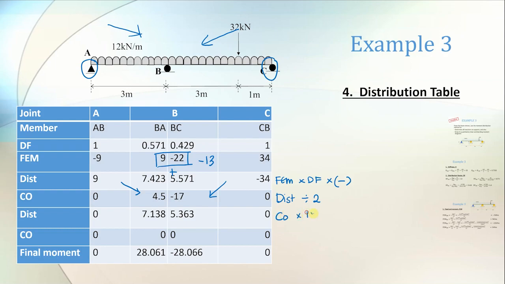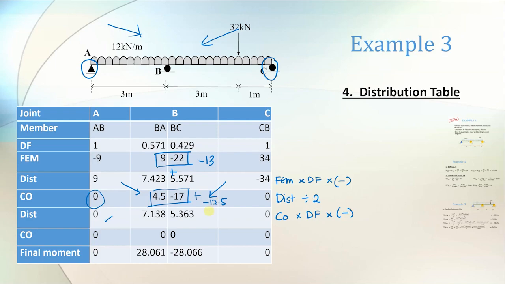CO times DF and times negative. For CO on top here, okay, zero times 1 stays zero, zero times negative is also zero. Okay, and then this one, don't forget to plus it together. So I get negative 12.5. Negative 12.5 you just times with 0.571 and you times with negative.